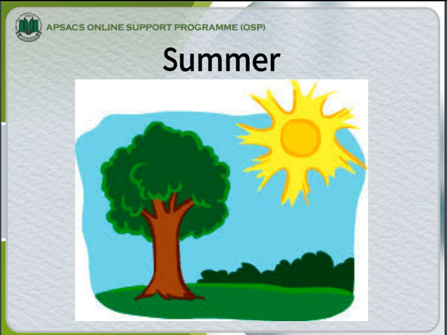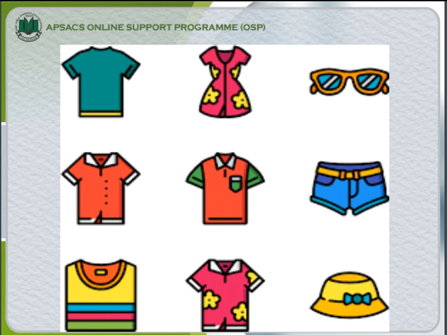Okay, so we will discuss now summer. In the summer there is a burning sun that is very hot. The summer days are very hot. These are some of the things which we wear, some of the dresses which we wear in the summer. We wear shorts, t-shirts, hat, glasses, goggles.